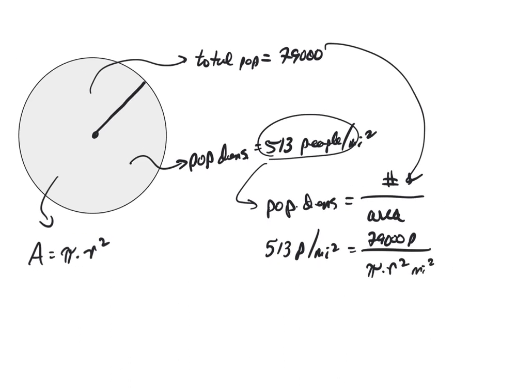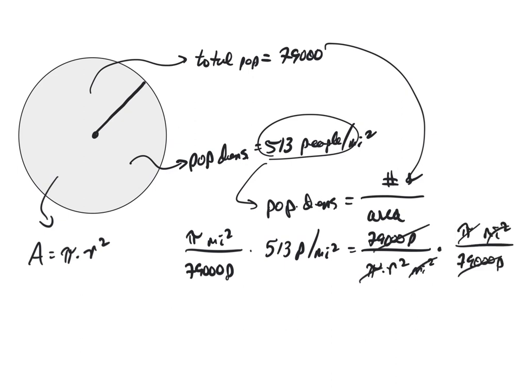So the question is, can you guys then help me solve for r? Well, unfortunately, it's got to be two steps. The first step is to get rid of the 79,000 people. I also need to get rid of the pi and the square miles. So what I'm going to do is multiply both sides by pi square miles on top of 79,000 people. On the right-hand side, the 79,000 people cancel top and bottom. The pi square miles cancel top and bottom. And so the only variable left then is r squared, but unfortunately that's in the denominator of the fraction.